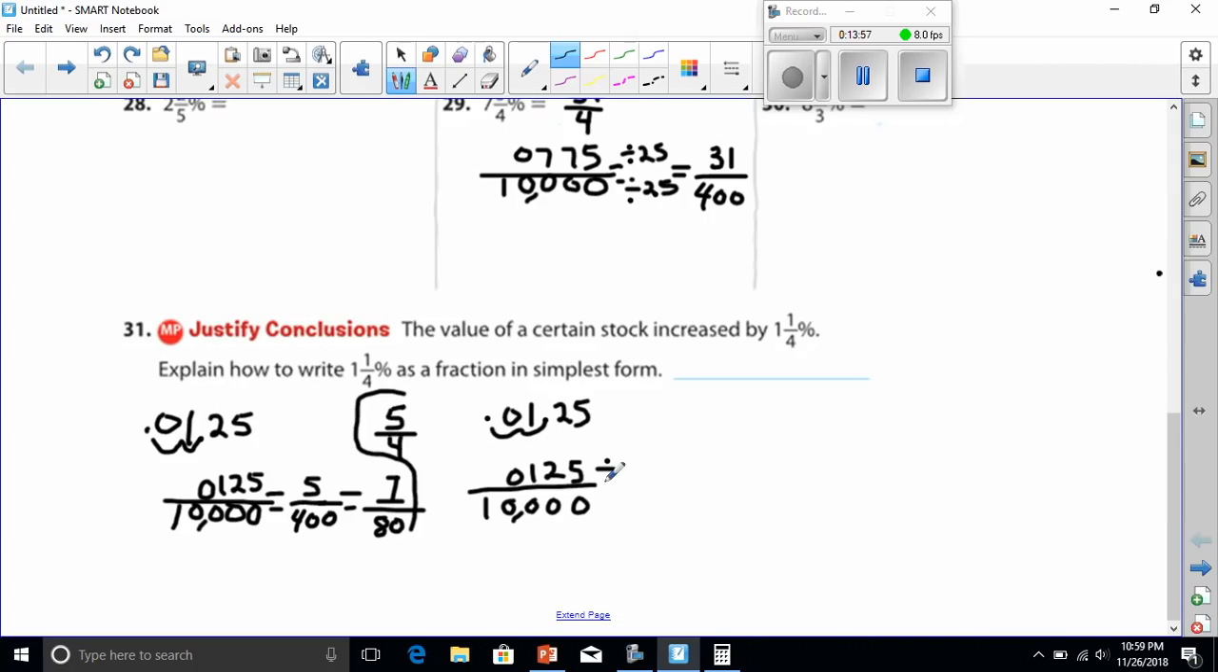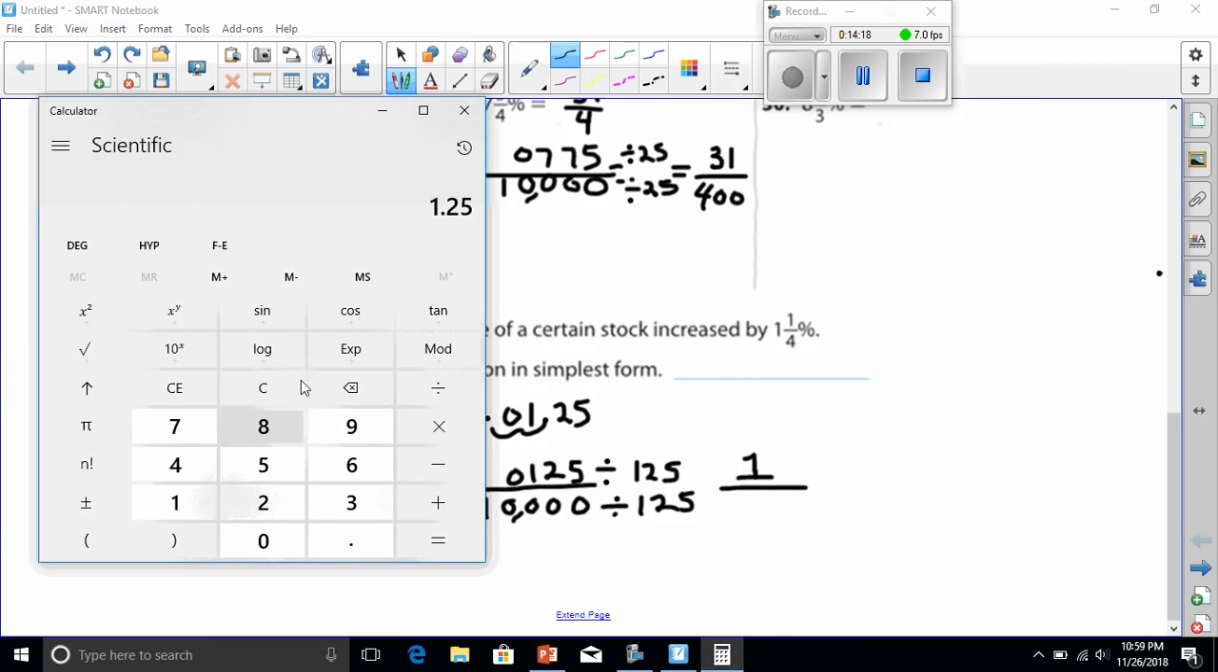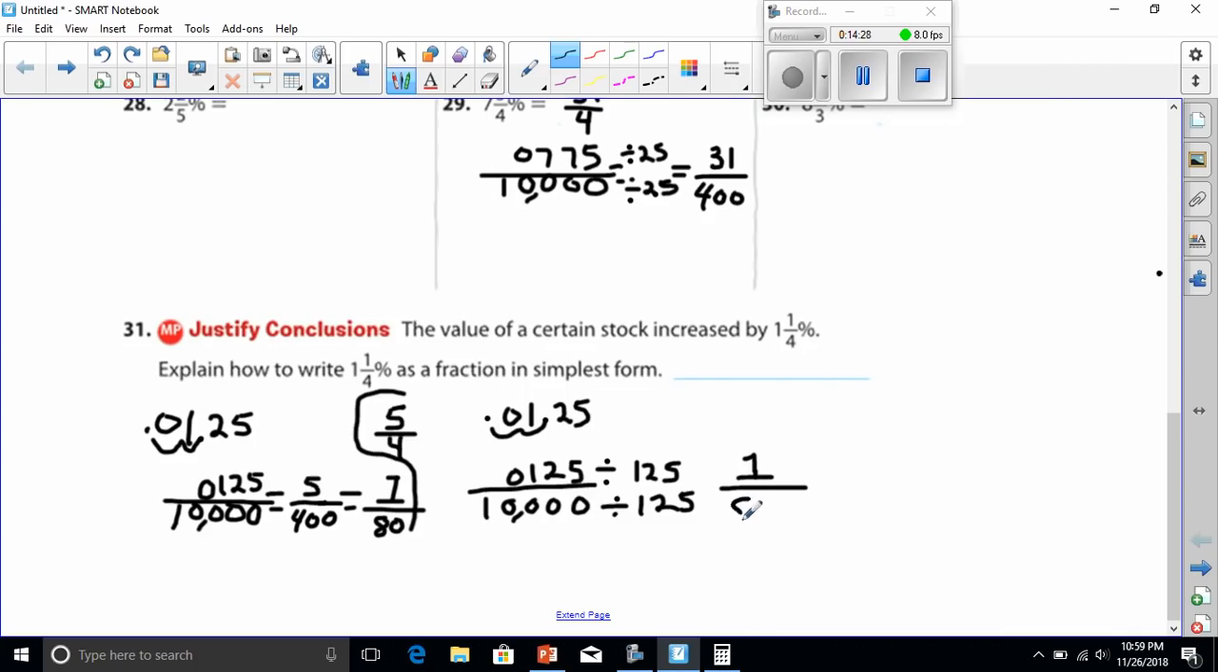This time we'll divide by 125 because we already know that worked before. And we get, well, 1 on the top. And 10,000 divided by 125 will give us 80. And look at that, we got the same exact answer.